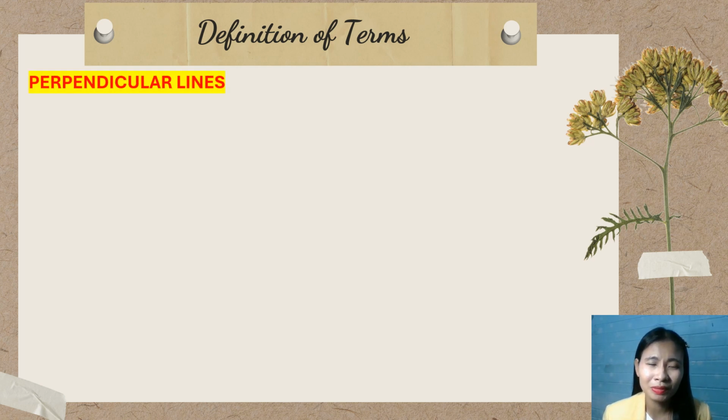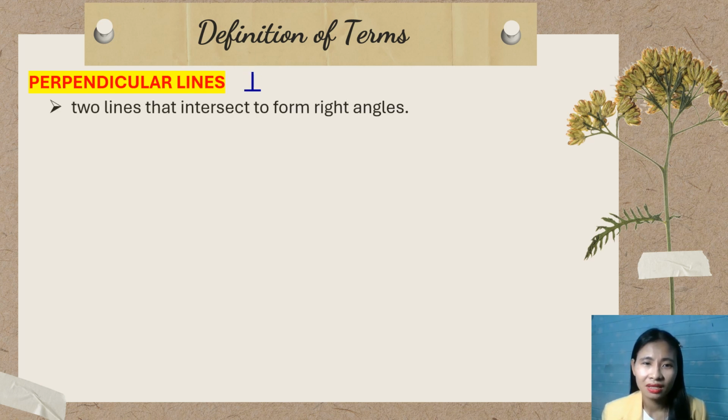So to start with, let's have the definition of terms, starting with perpendicular lines. What are perpendicular lines? When we say perpendicular lines, these are two lines that intersect to form right angles. The symbol for perpendicular lines is this one. It's an inverted T.